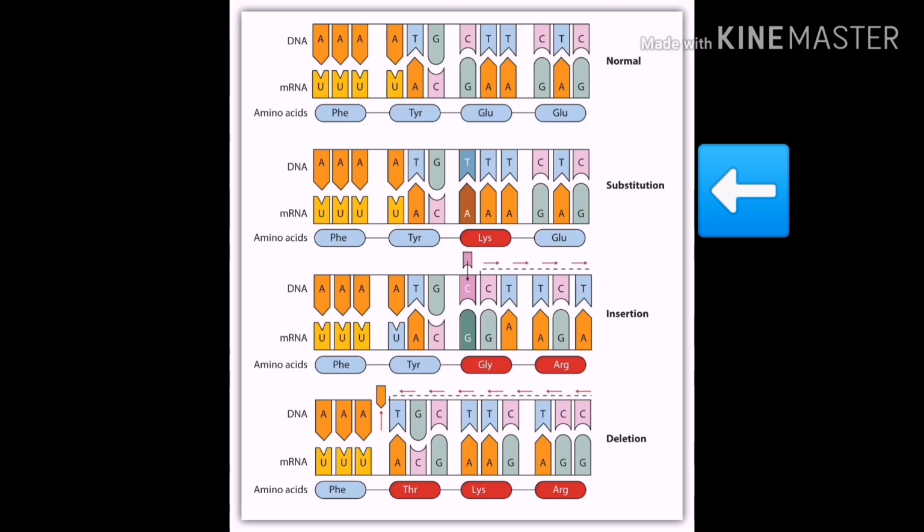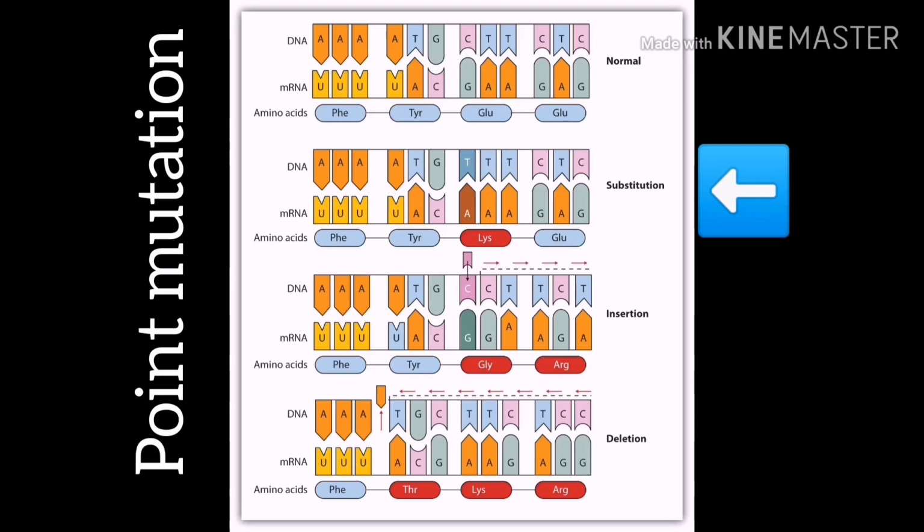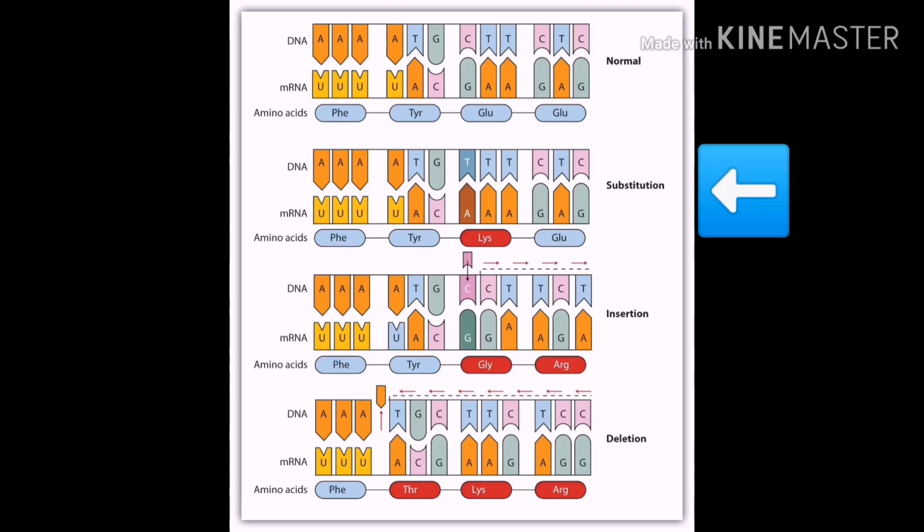At the second DNA strand, you'll see the word substitution. A substitution mutation is an example of a point mutation, and that occurs when a single base pair or nucleotide in the DNA strand is substituted with another one. So the number of the base pairs remains the same, one just gets swapped with another one, which is not supposed to be there.